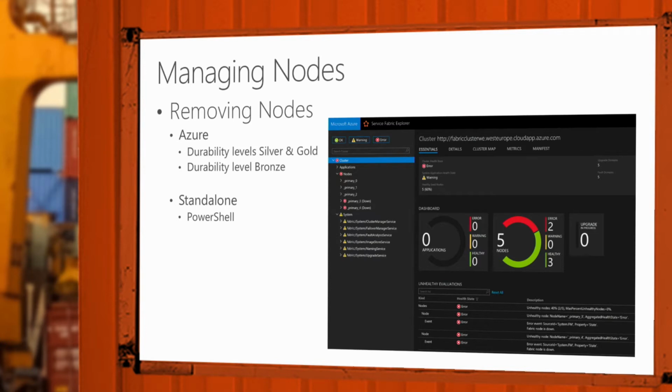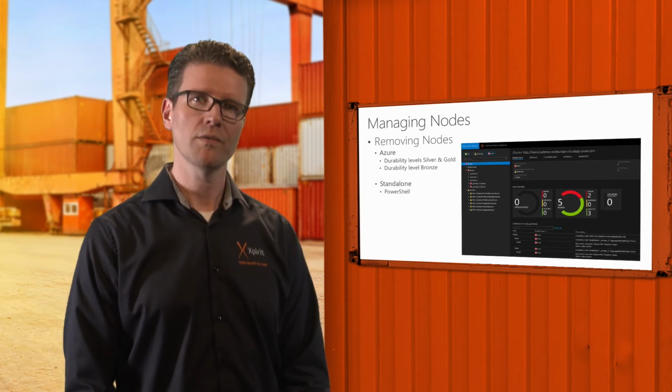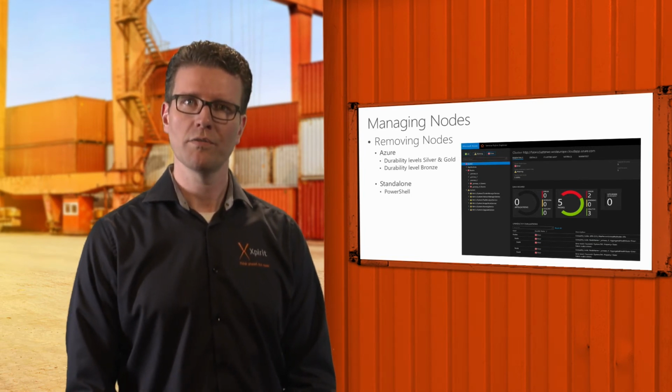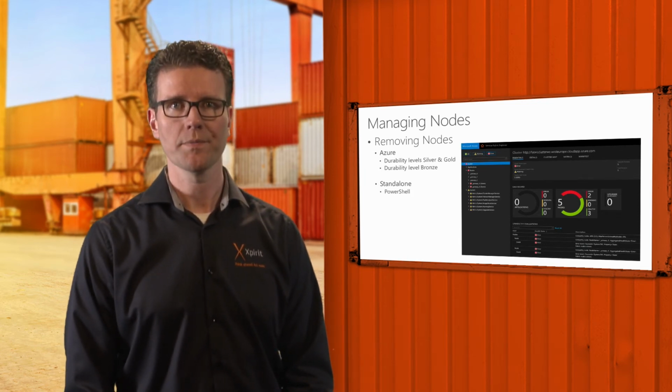While adding nodes to a cluster is a matter of increasing the scale set capacity, removing them can be more complicated. Removing nodes from a cluster has implications to the distributed data store that holds reliable collections of your services. Decreasing the instance count of your VM scale set results in the removal of cluster nodes. The impact of this depends on the durability level. If you're using the Bronze durability level, you must notify Service Fabric beforehand about your intention to remove a node. This instructs Service Fabric to move services and data away from the node. In other words, drain the node.